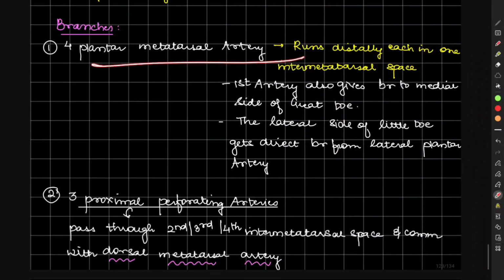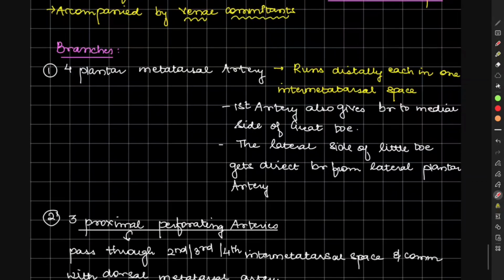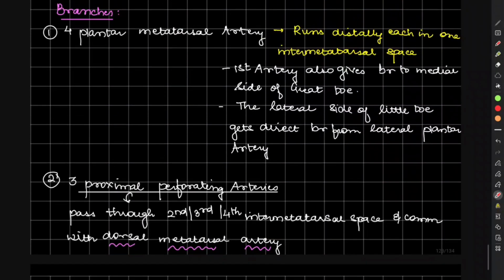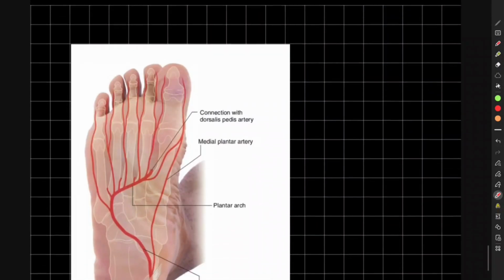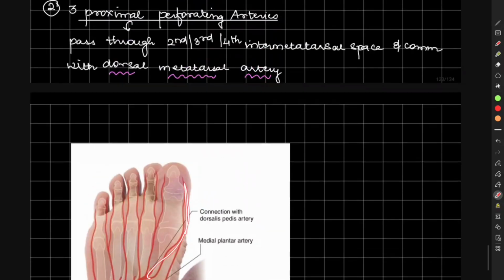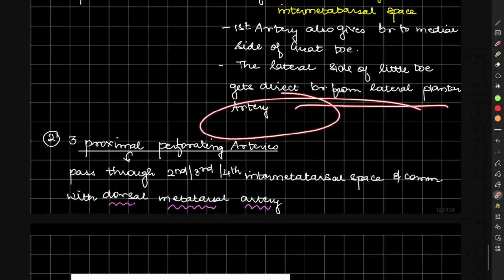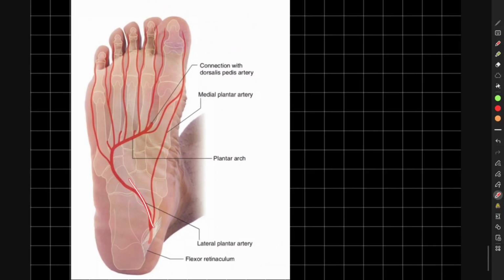Let's see the branches: four plantar metatarsal arteries. It gives the four plantar metatarsal arteries. The first artery gives a branch to the medial side of the great toe. You can very clearly see that it is giving four metatarsal arteries, whereas the first branch also gives a branch to the medial side of the great toe. The lateral side of the little toe gets a direct branch from the lateral plantar artery.